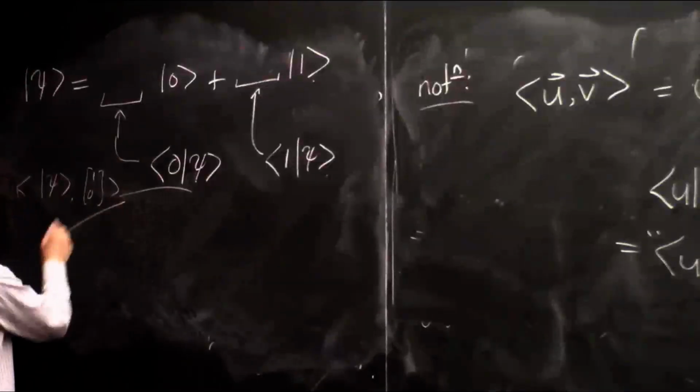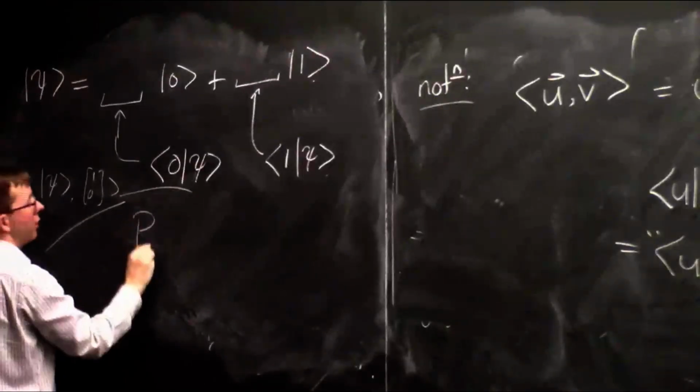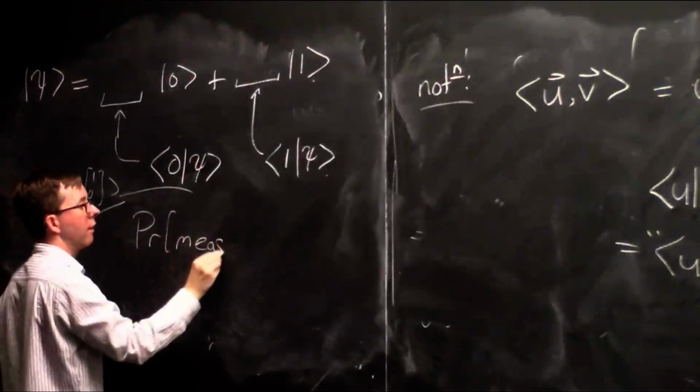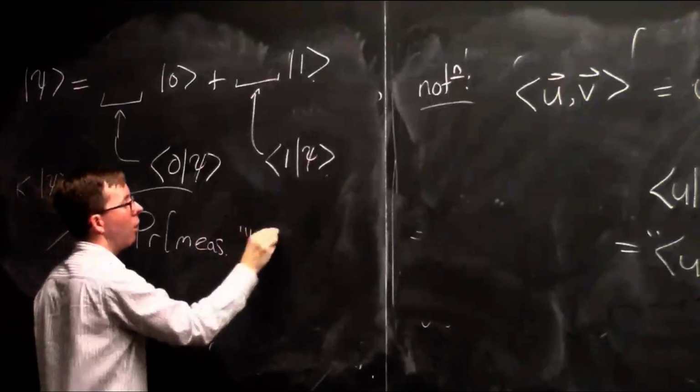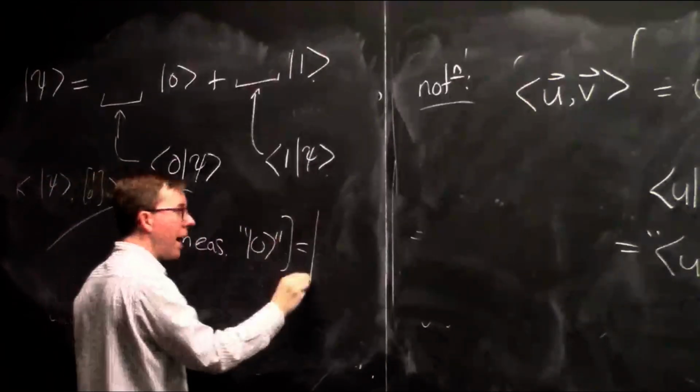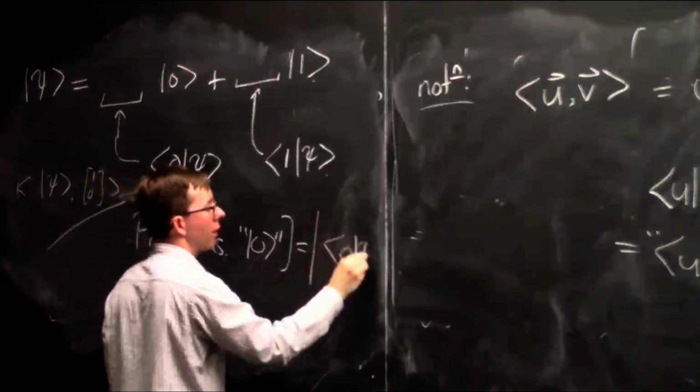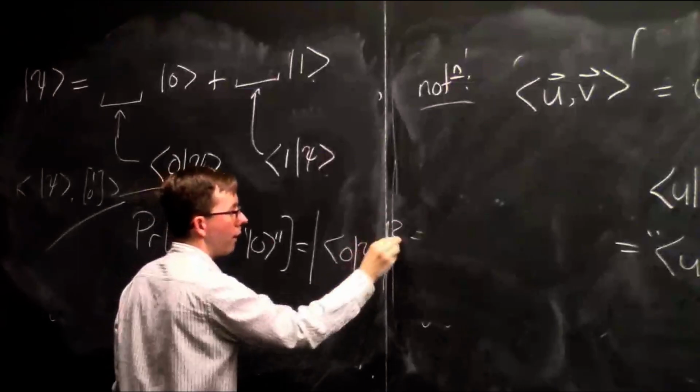In particular, if you fire this guy into a measurement device, the probability of measuring it to be 0, you can also write as the magnitude of this inner product squared.